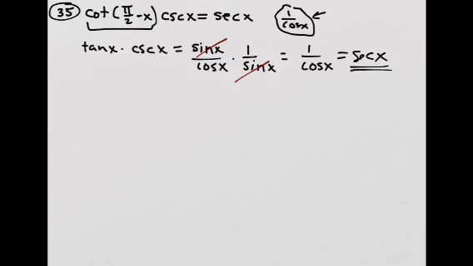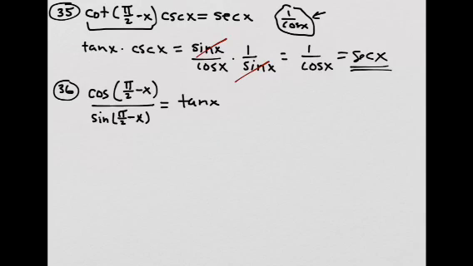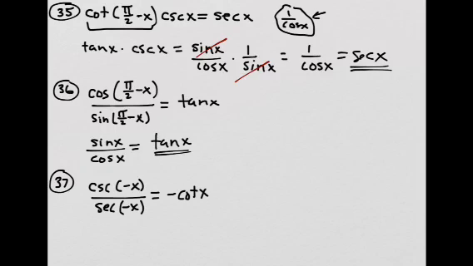And you're done. Alright, so 36 is another problem that involves cofunctions. So I'm going to replace the numerator with sine x, denominator with cosine x, and we know sine x over cosine x is tangent x. And that's it.